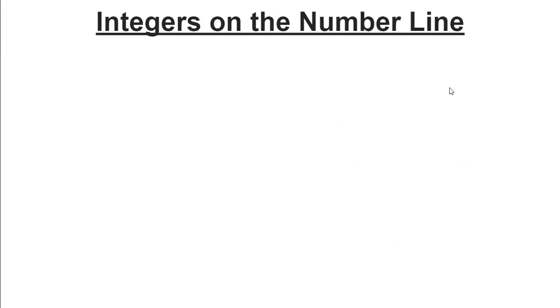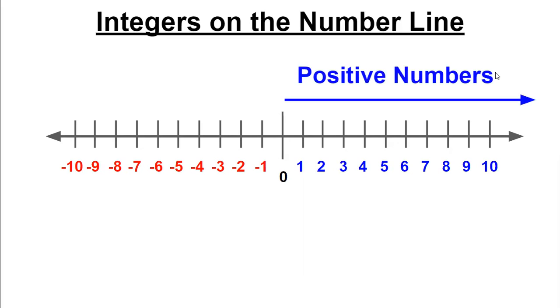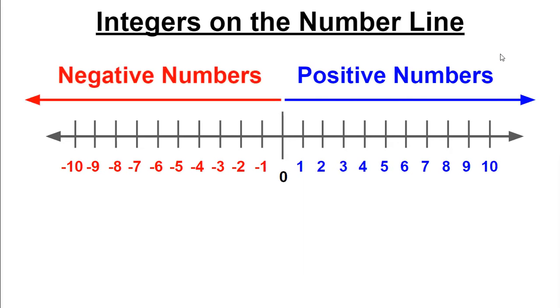Integers on the number line. So here's a number line. This one's a little bit bigger. This one goes to 10 or -10. And by the way, 0 is neutral. 0 is not positive. 0 is not negative. Positive numbers go to the right. Negative numbers go to the left.